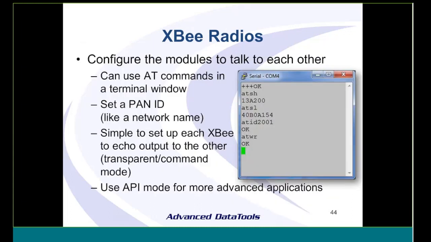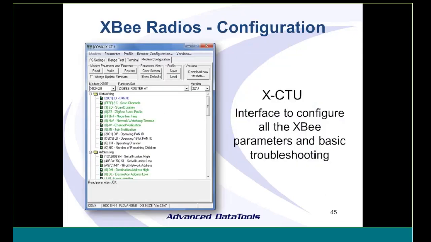You can configure these things really easily. You configure the radio on its own with AT commands. Going back a few years, I used to do this for modems and stuff. You can just set these values through PuTTY. But then you want to use an API mode for more advanced applications. You can also use the XCTU application, which is free to download, just to configure your XBee modules.